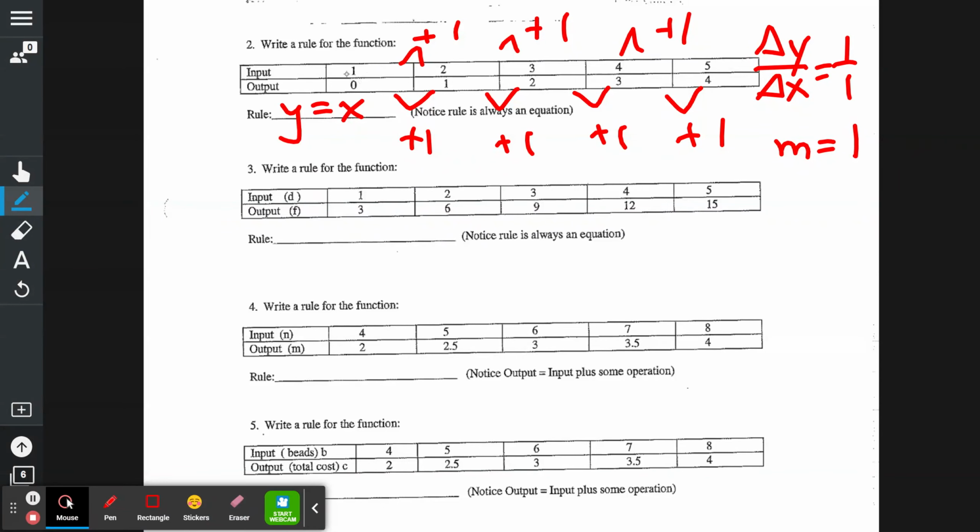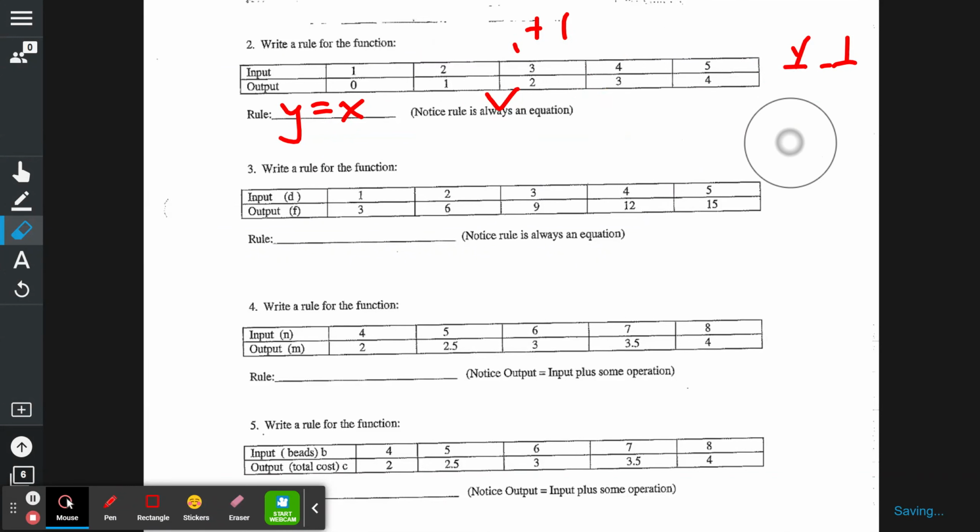But then when I look at my rule, I say, well, that doesn't work because if x is 1, it says the output is 0. This is one of those examples where now I have to add or subtract. And to get it to turn from a 1 to a 0, I have to subtract. So once I write my rule of y equals x minus 1, I'm going to try to see if it works for all the others. So 2 minus 1 is 1, 3 minus 1 is 2, 4 minus 1 is 3, and 5 minus 1 is 4. So this rule works.